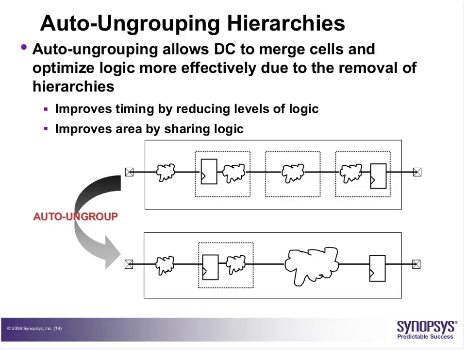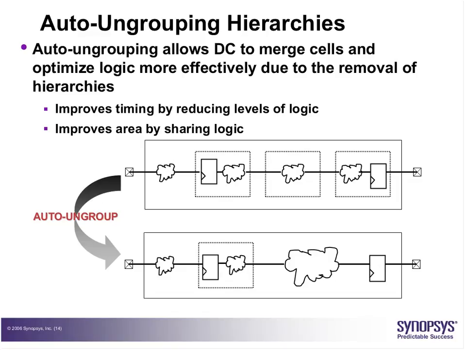Then, DC compile ultra supports auto ungrouping. Compile also supports auto ungrouping. Auto ungrouping will allow DC to merge cells and optimize logic. A Verilog module will create an artificial boundary, right? And if there are too many small combinational clouds of logic that talk to each other across these logical hierarchies, then DC cannot optimize them effectively. If we let DC ungroup them and remove the hierarchy, then many small cones of logic put together can help DC optimize more effectively.